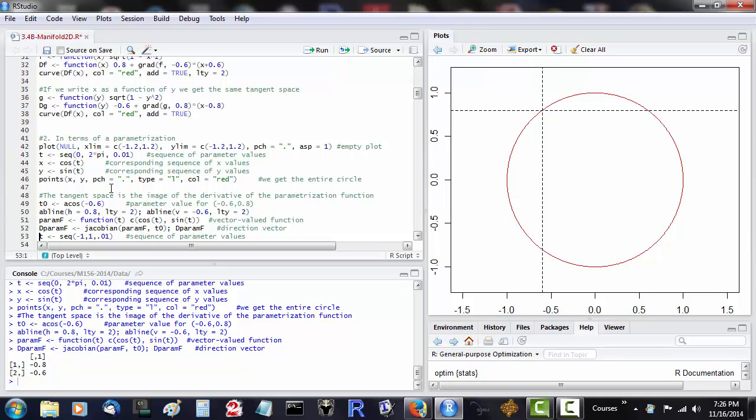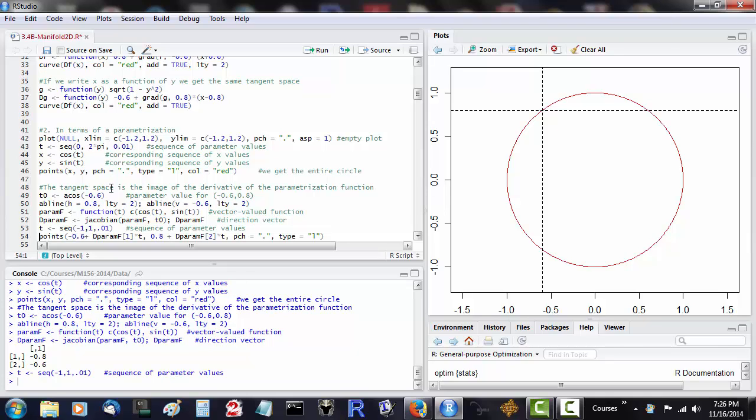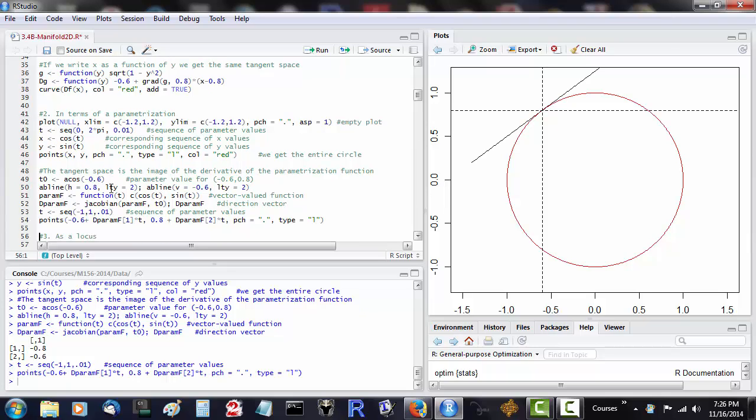Now let me plot the image of that matrix. All I have to do is plot a line where I take the crossing point of the black dashed lines and add on multiples of that direction vector. Here's a sequence of t values to multiply it by, and here's the resulting sequence of points. I've got the tangent line again.